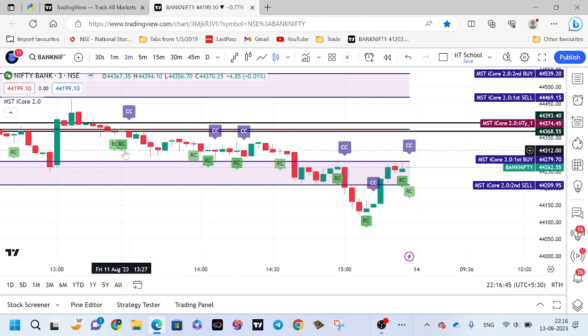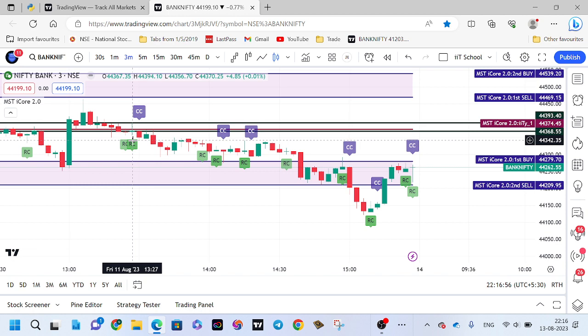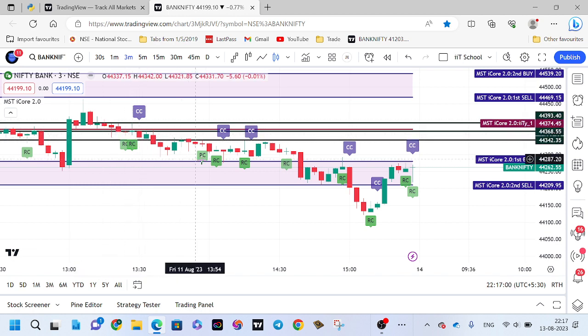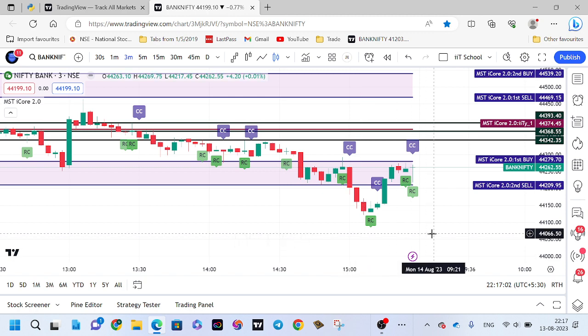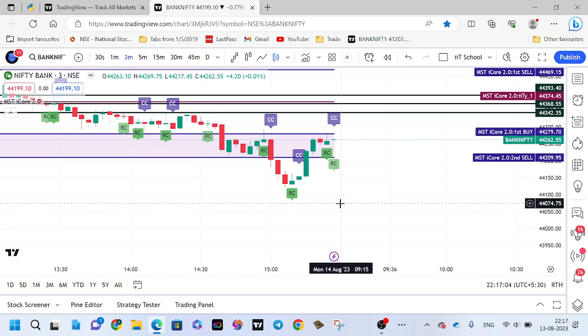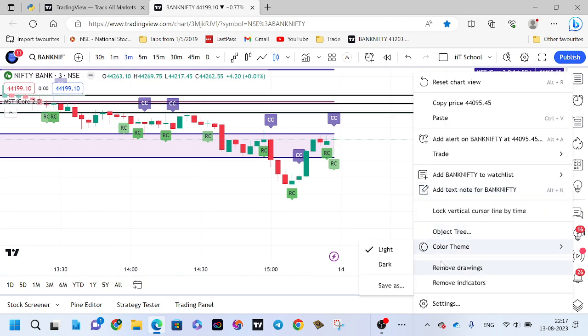And what about here? See here, this candle is a doji. Continuous two dojis are there. And the next candle is our sell side breakout candle. So mark the low and high of those two dojis. Once the low is broken, go for the sell entry. So this is the way you have to analyze the market.